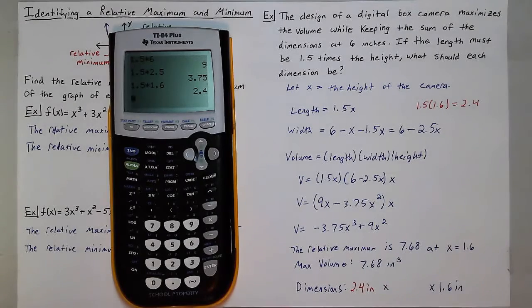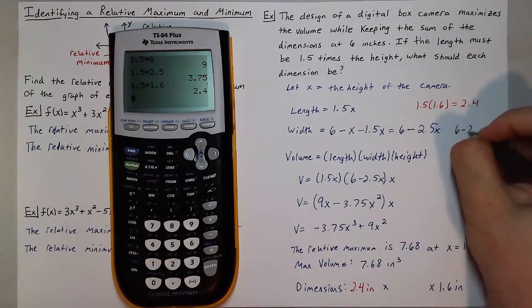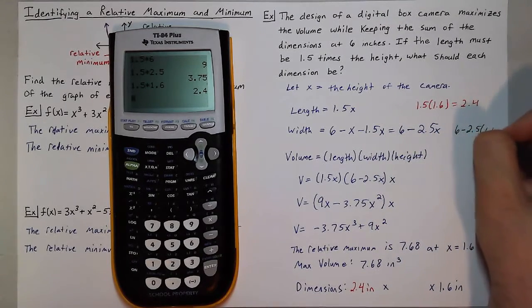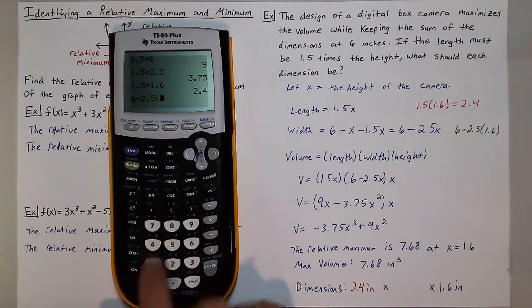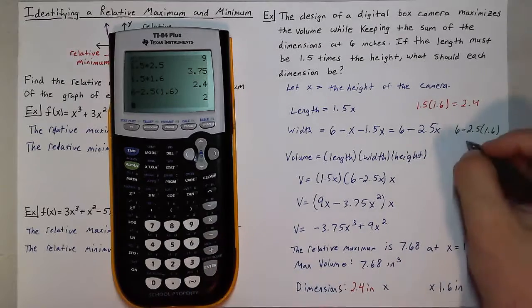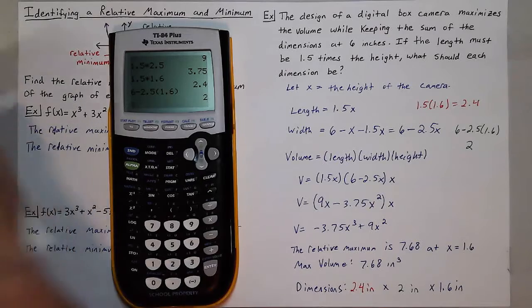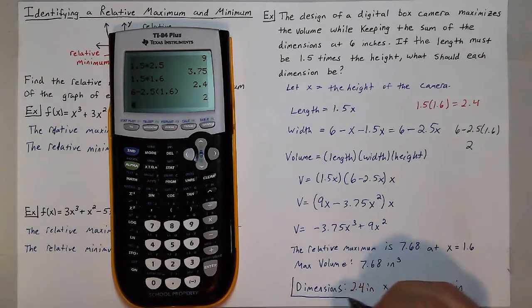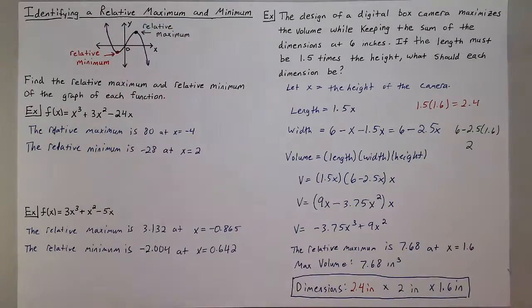And the width, when I plug that into the width equation, will be 6 minus 2.5 times 1.6. So 6 minus 2.5 times 1.6 will be 2. So 2 inches wide. So it'll be 2.4 by 2 by 1.6 inches will be the dimensions. They'll give me the biggest volume possible. And that is how you identify a relative maximum and minimum.